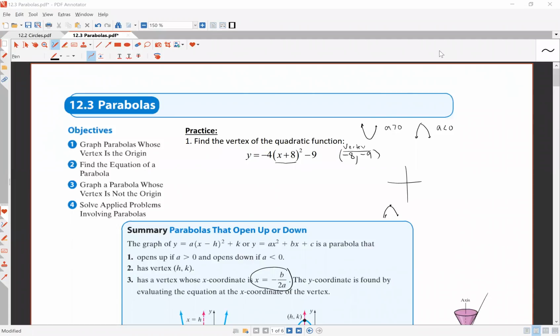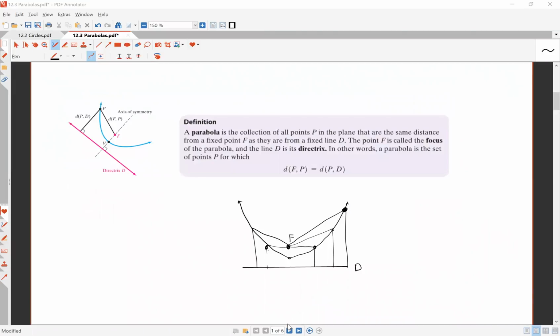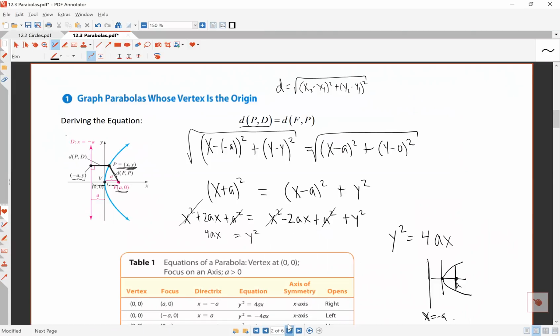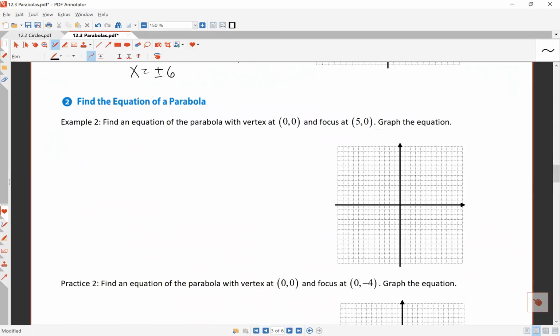This video covers section 12.3, Parabolas, Objective 2, find the equation of a parabola. So we remember all of our forms for the parabolas. It's either x squared equals 4ay or y squared equals 4ax. Now we could have negatives in there as well. When it's y equals x squared, the graph opens up or down. And if it's x equals y squared, then it opens left or right.